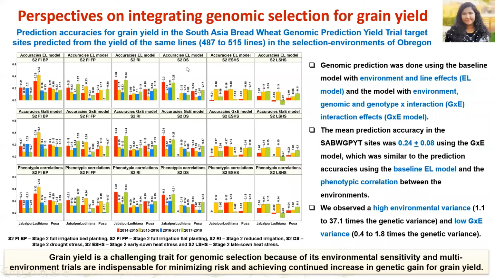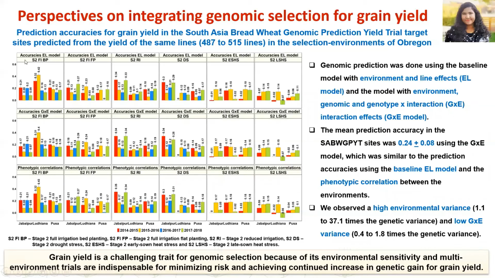The first panel here is showing the accuracies from the EL model, or the environment and line effects model. So this model has no genomic effect, no G by E, nothing. It just has an effect of the environment and the effect of the line. The second panel here shows the effect of the environment, genomic, and genotype by environment interaction effect. So that's the G by E model. And then the third panel is just showing the phenotypic correlations between the Obregon environment, and Jabalpur, Ludhiana, and Pusa. And then we have 4 different cycles that we tested this for.